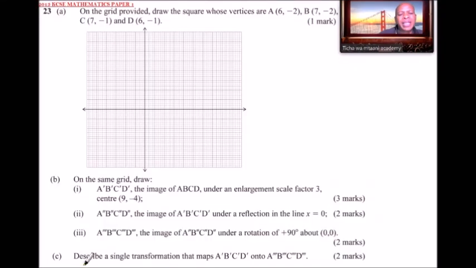So part C: describe a single transformation that maps ABCD prime onto ABCD triple prime. So what you do in this part is you look at this image. This should be the first image. This is the third image, and see how you can relate them. How can you get the third image directly from the first image?